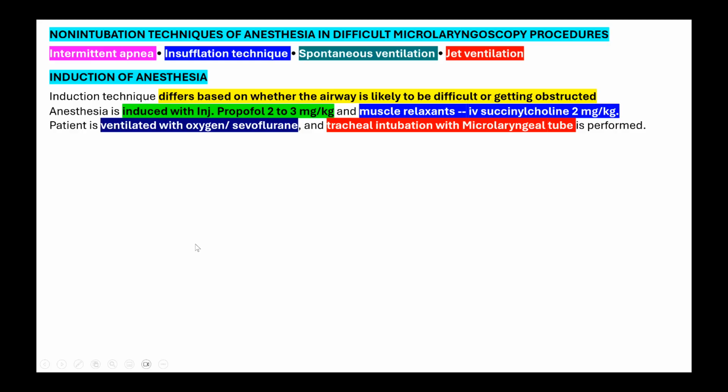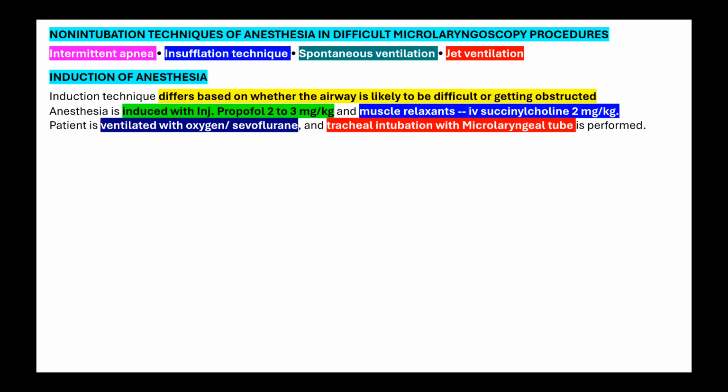high flow jet like Sanders, Manujet, and other things. And until the patient regains spontaneous ventilation, you can ventilate through that. And once the patient regains spontaneous ventilation, in the earlier days, we used to repeat a second dose of Scoline.